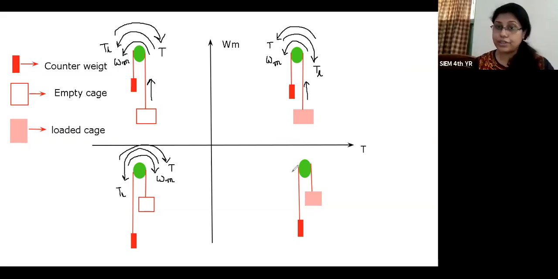Similarly, in the fourth quadrant, we know that here the speed is negative, right? So that means the drum is rotating in clockwise direction. So this is the direction of the speed, omega m.